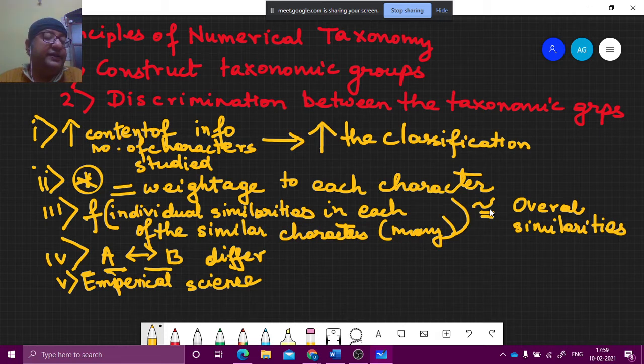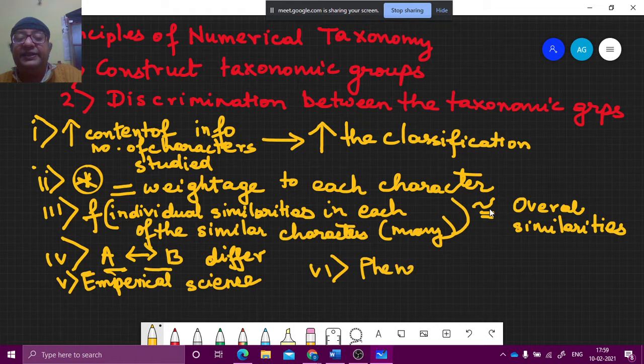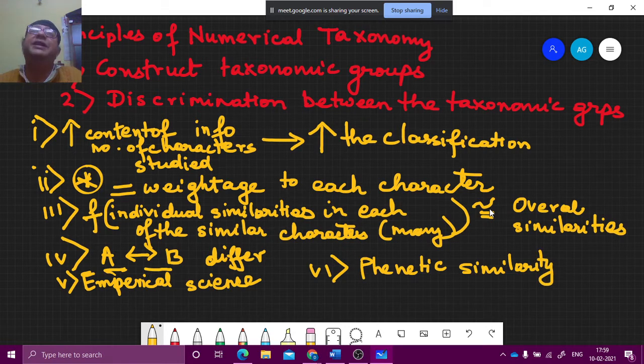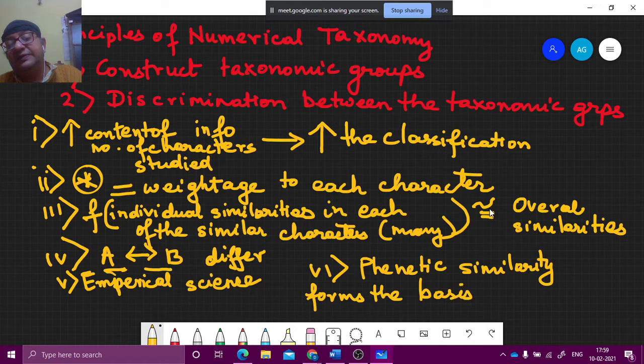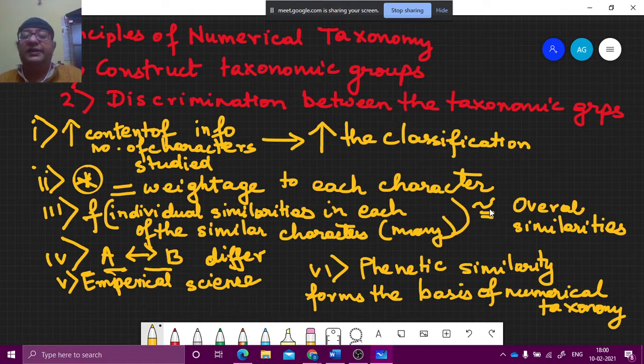Then the sixth character is phenetic similarities. That is, number similarities form the basis of numerical taxonomy. Okay, so let us go to the next part of our studies.